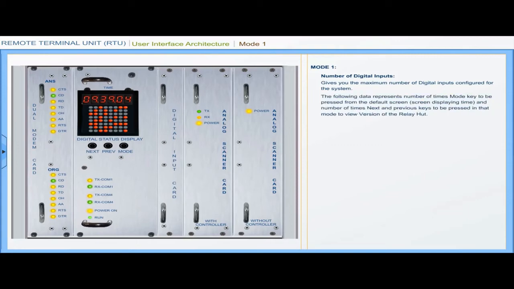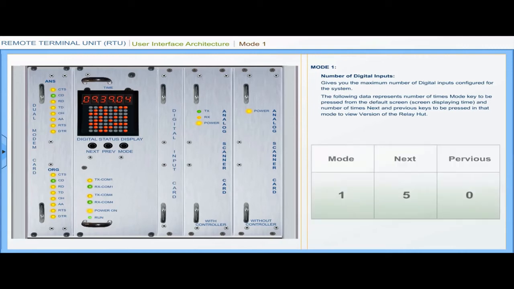The following data represents number of times mode key to be pressed from the default screen, that is screen displaying time, and number of times next and previous keys to be pressed in that mode to view version of the relay RTU. Mode 1, next 5, previous 0, display on 7 segments look like.